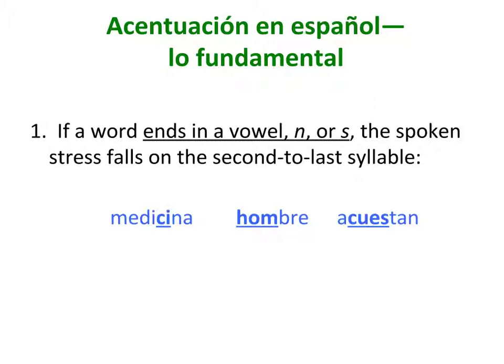If a word ends in a vowel, N or S, and by the way, that's a lot of words in Español, the spoken stress falls on the second to last syllable, as in medicina, hombre, acuesta. All three of these words end in a vowel, or N or S, and the spoken stress falls on the second to last syllable. That's a rule in Spanish. That's just the way it works. So now you know rule number 1.